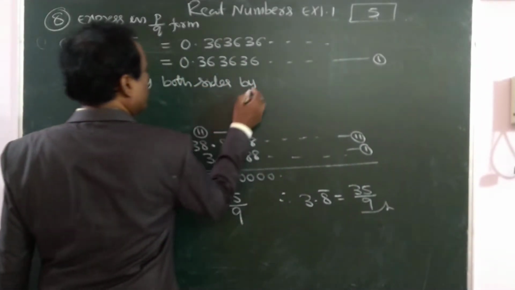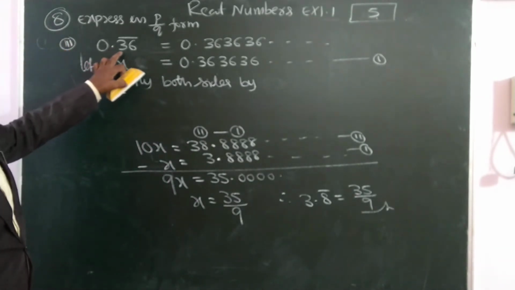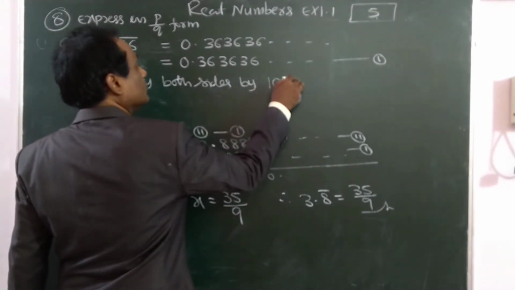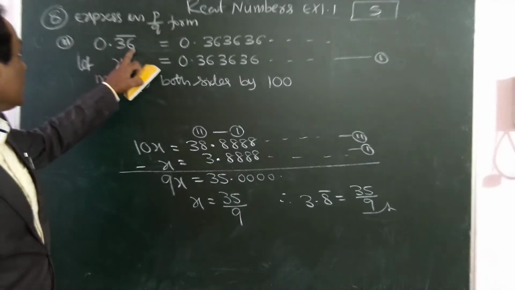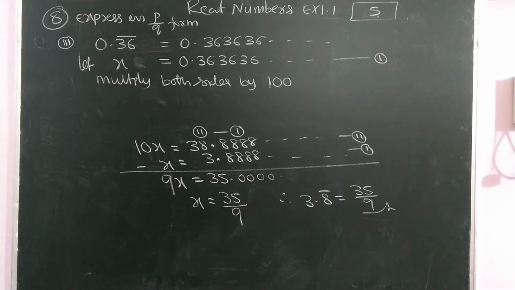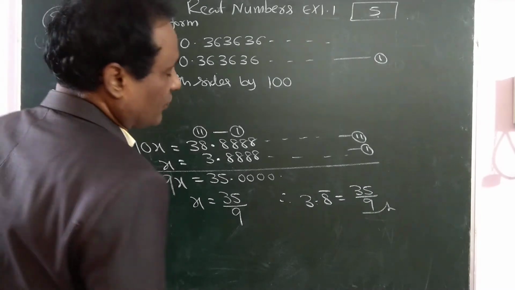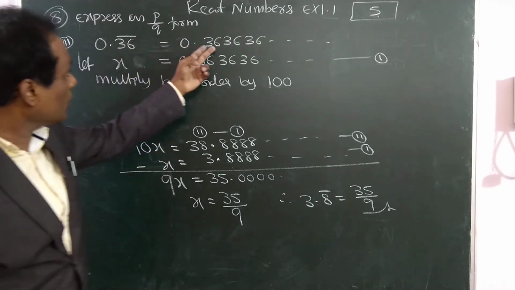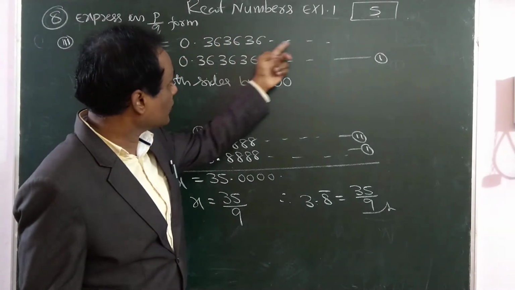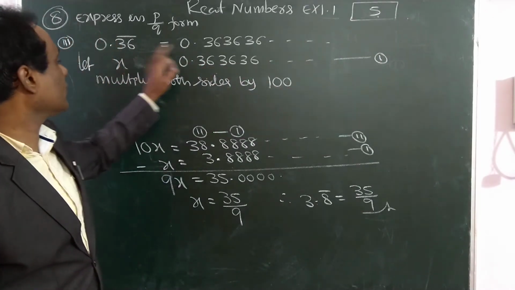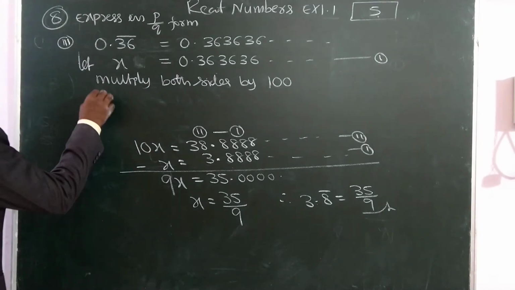Multiply both sides by... the bar is for how many digits? There is a bar for 2 digits, so multiply with 100. In the previous two cases we multiplied with 10 because the bar was for only one digit. Here 2 digits are repeated, 363636, so 100. 2 digits, 100. 3 digits, 1000. 1 digit, 10. So we multiply with 100.